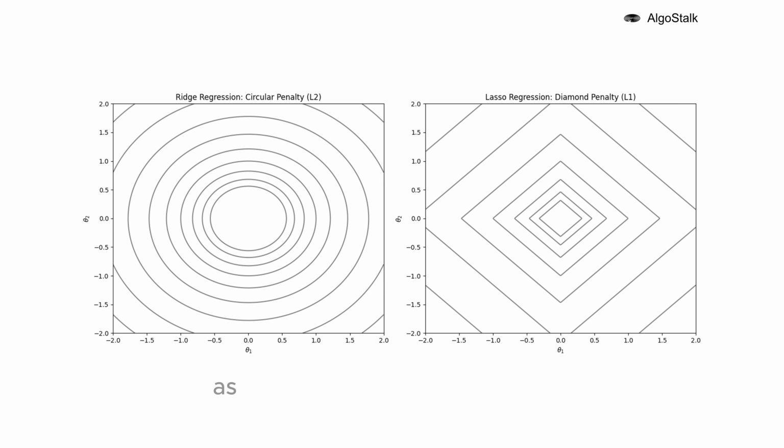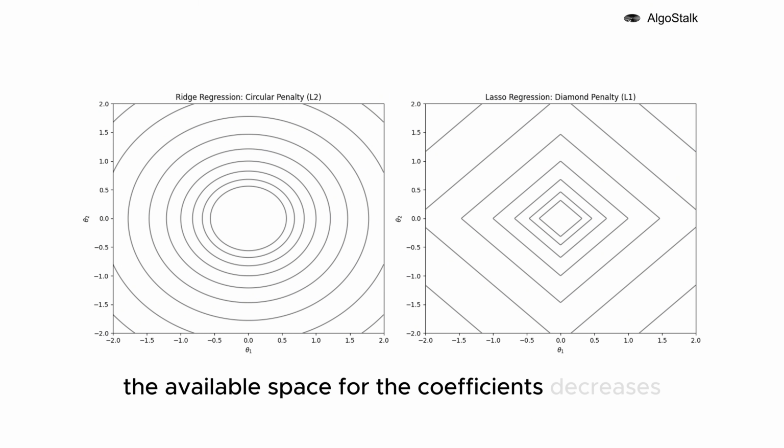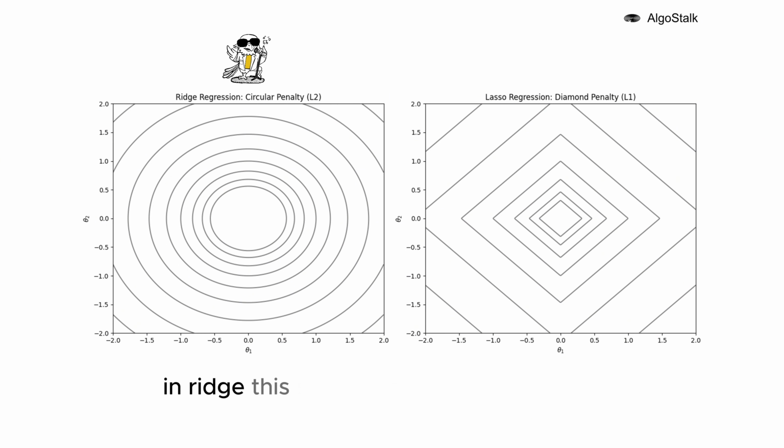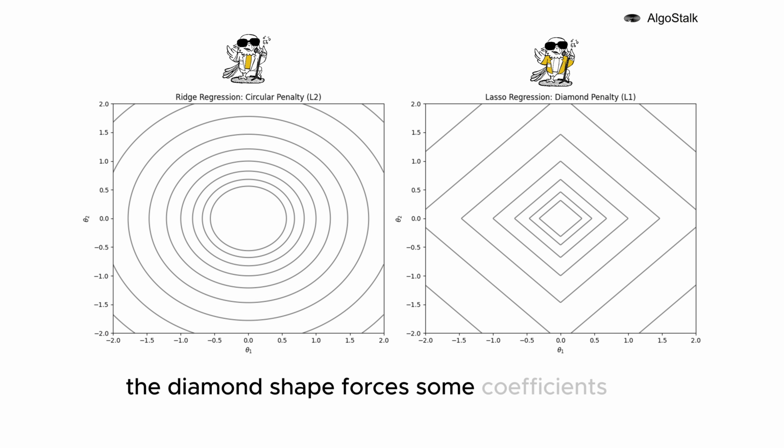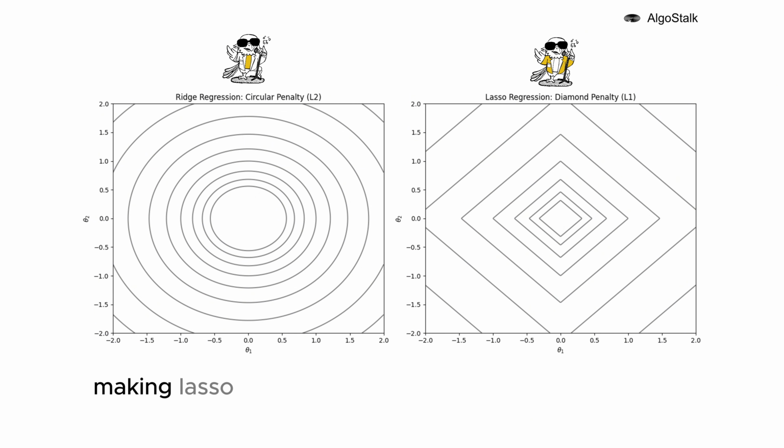way to zero. As I increase the value of lambda, the available space for the coefficients decreases. In Ridge, this squeezes the suspects evenly but keeps them all in play. In Lasso, the diamond shape forces some coefficients to zero, making Lasso ideal for eliminating unimportant features.